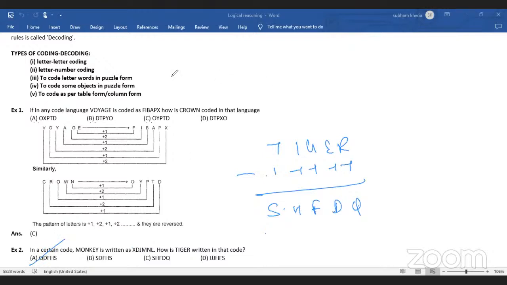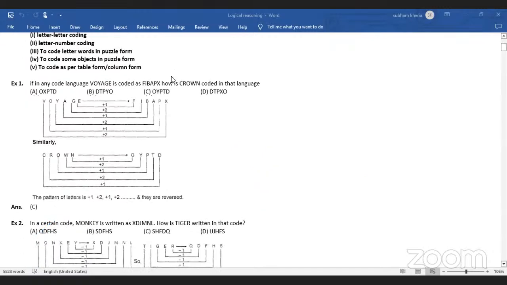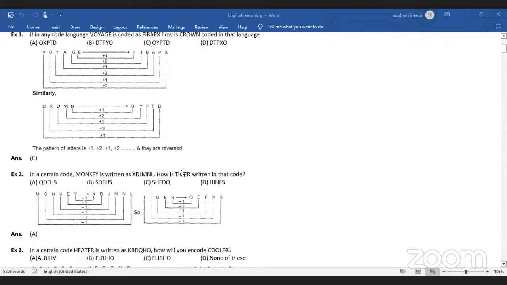Easy? Easy or not? Find question number 3 now.